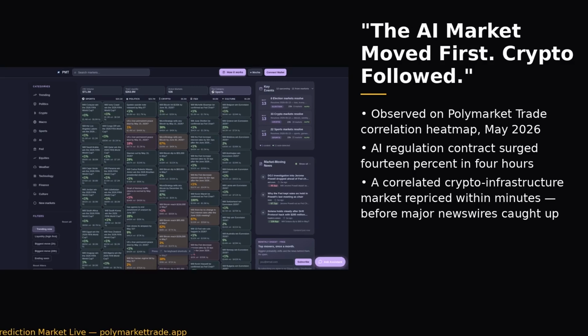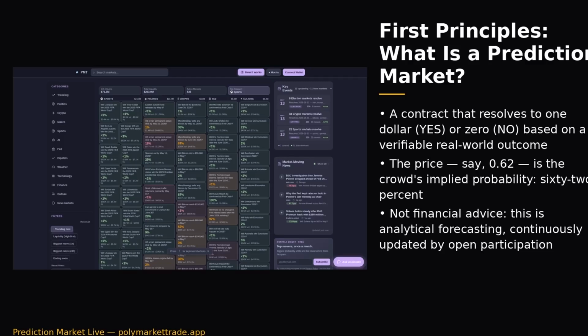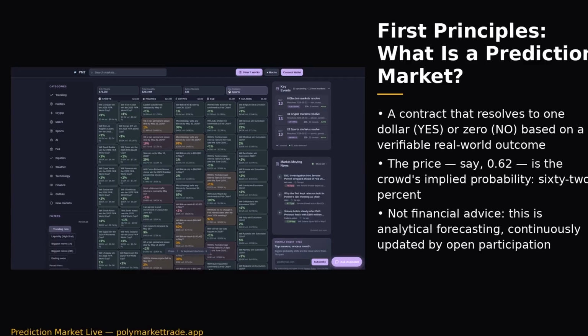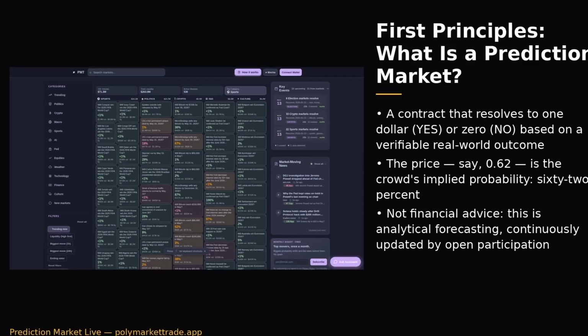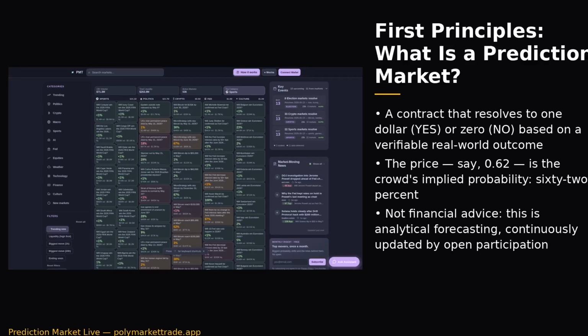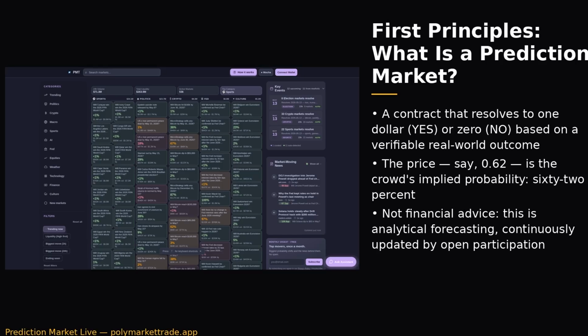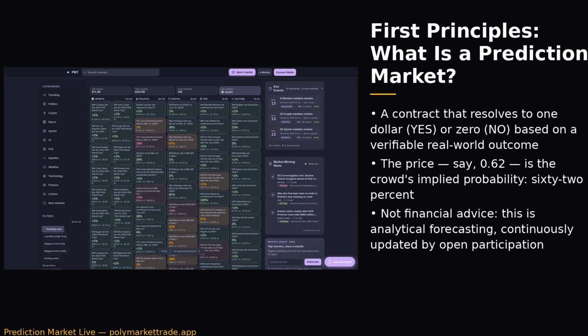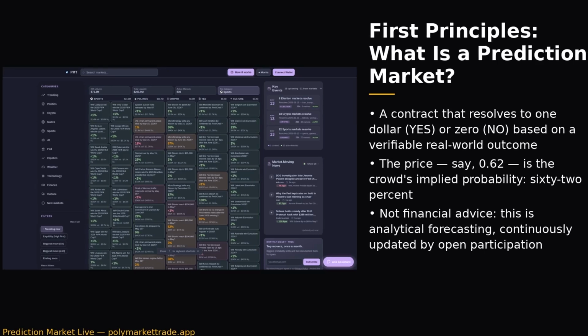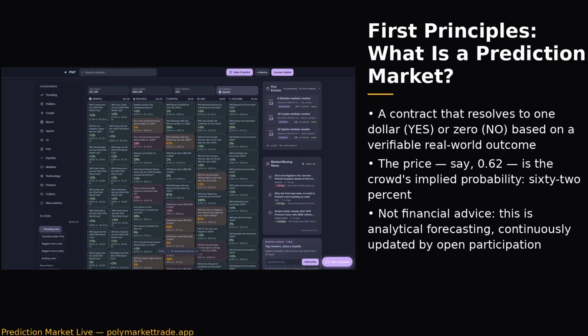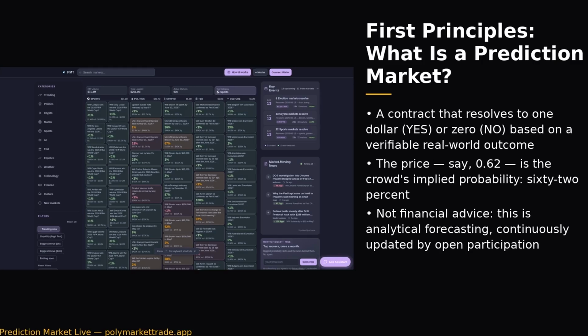The traders who saw it coming were not reading a newswire first. They were watching which markets cluster together, which categories share capital flows, and which price movements echo across the board. In this video, we are going to learn exactly how to read that signal, starting from the very beginning, assuming you have never opened a prediction market in your life.